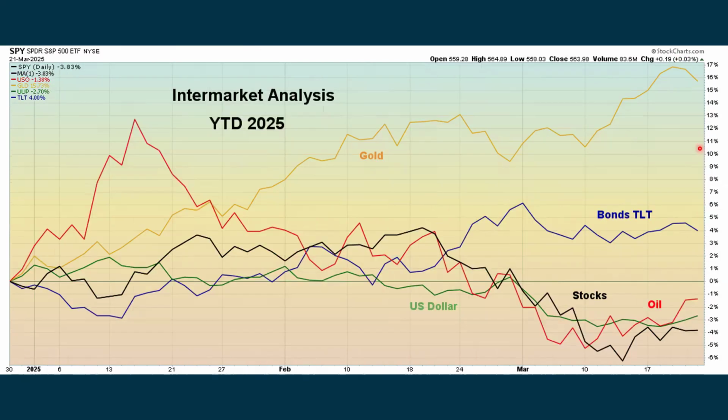And this is an intermarket analysis chart here, which going back to the beginning of 2025, gold has been performing the best, followed by bonds based on price. And then in third place, which is negative though, oil. Then we have the dollar. And now in last place are stocks.